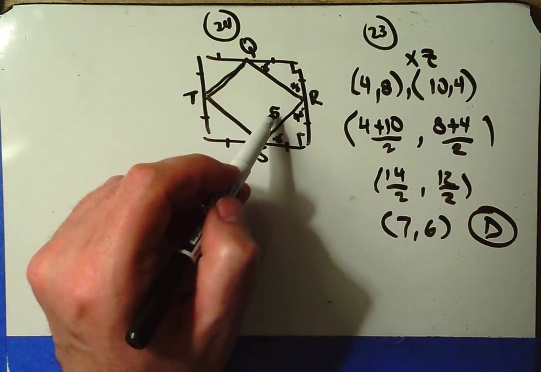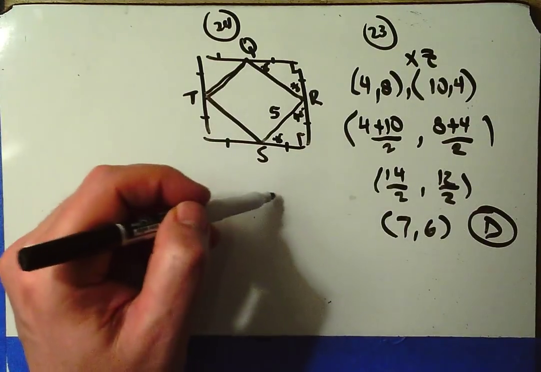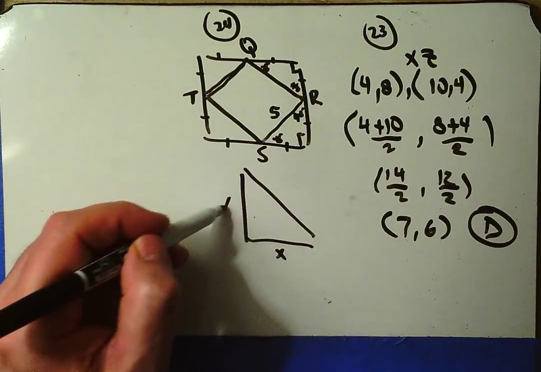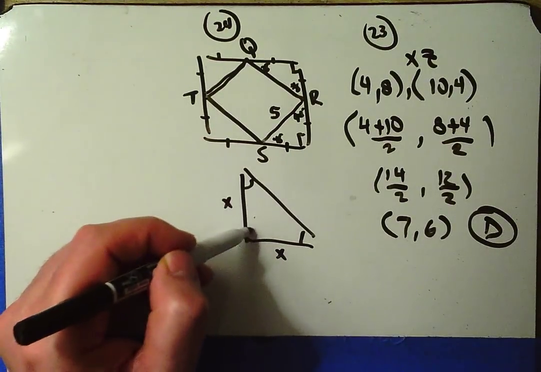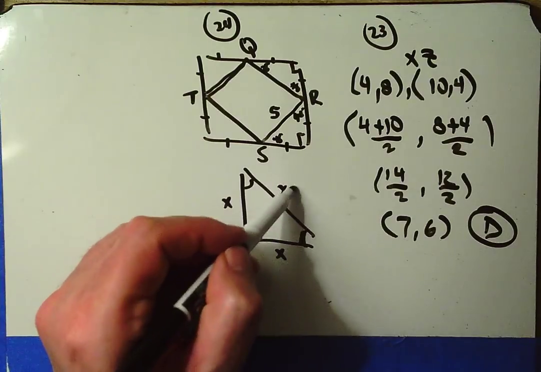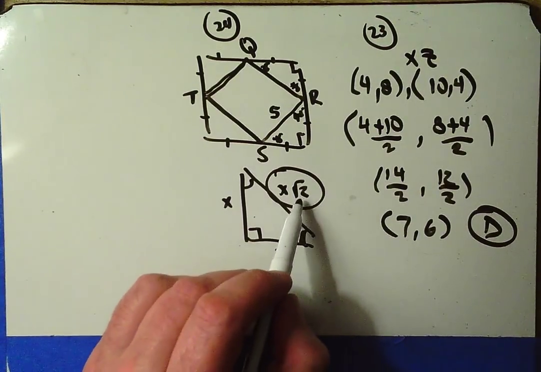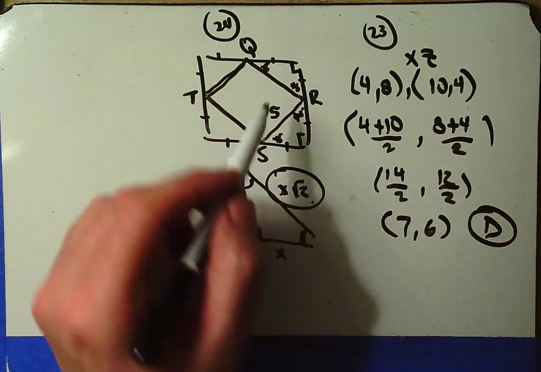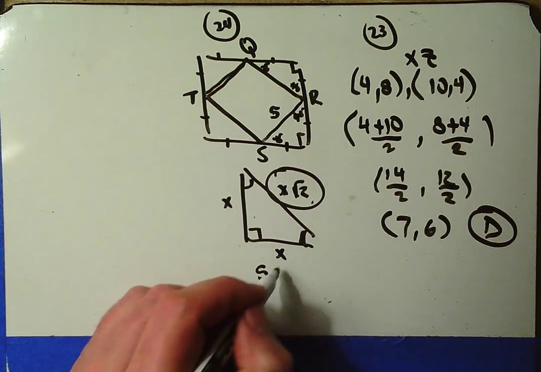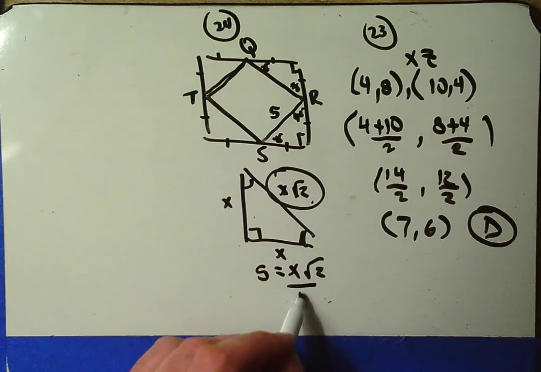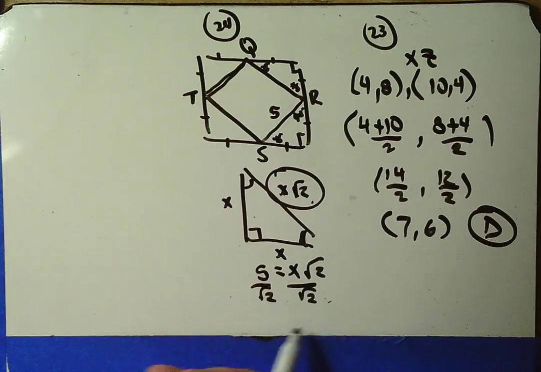Well, the hypotenuse is 5. And what was it that I just said about a 45, 45, 90? This is x, and this was x root 2. So I know that the hypotenuse is the side length times root 2. Here the hypotenuse is 5, so that must equal the side length times root 2. If I divide both sides by root 2, I get the side length is 5 over root 2.